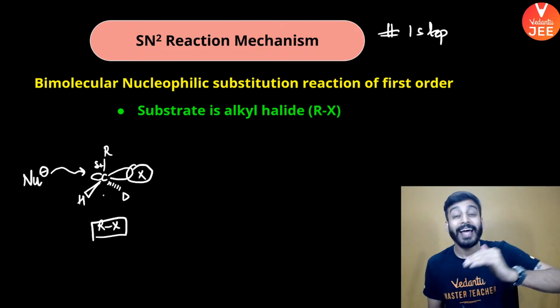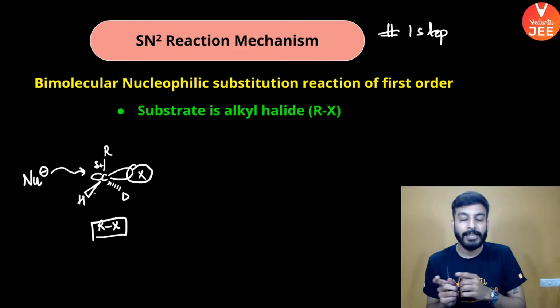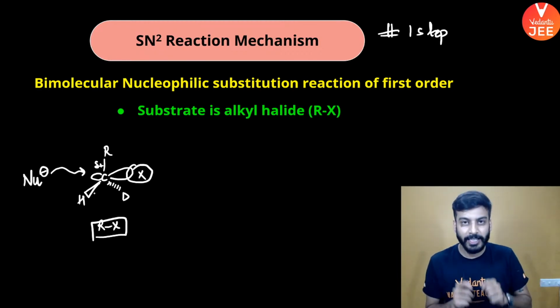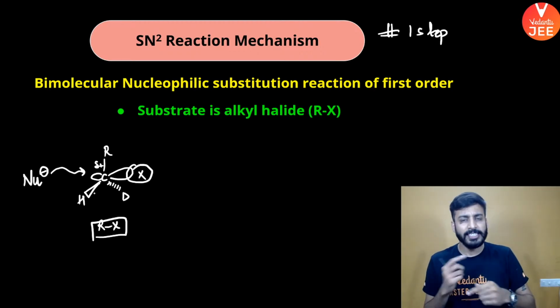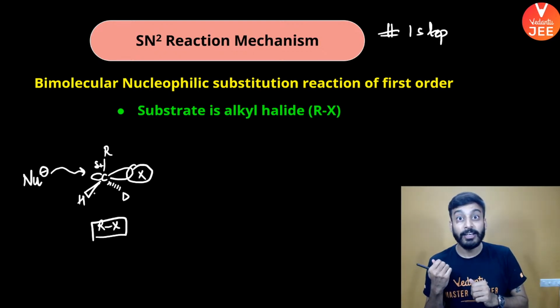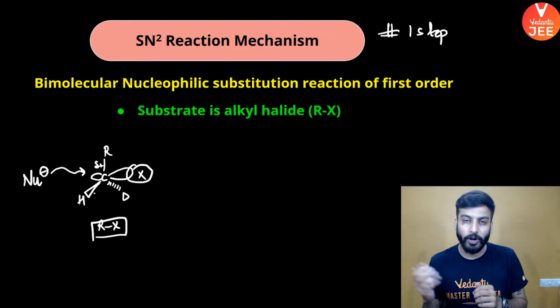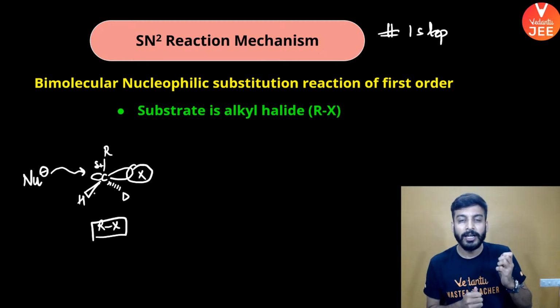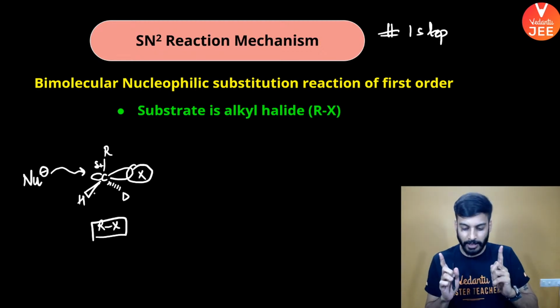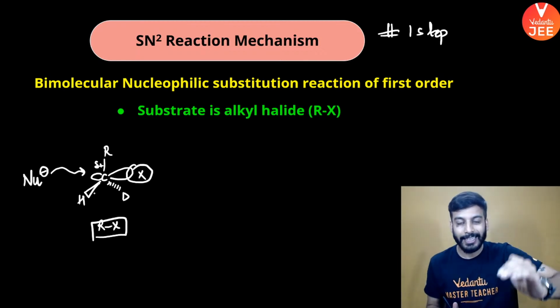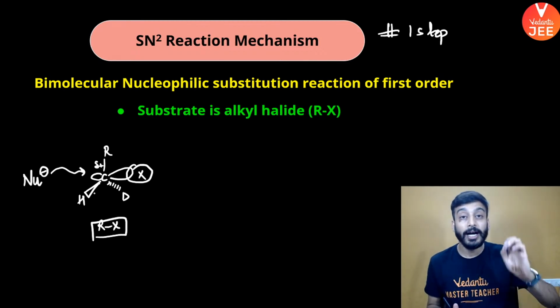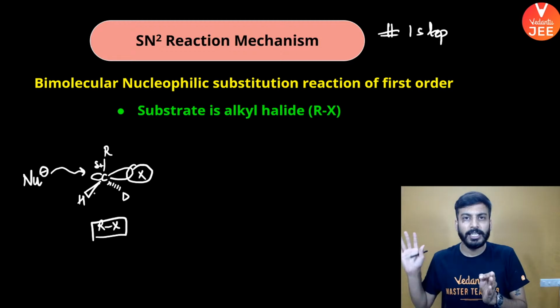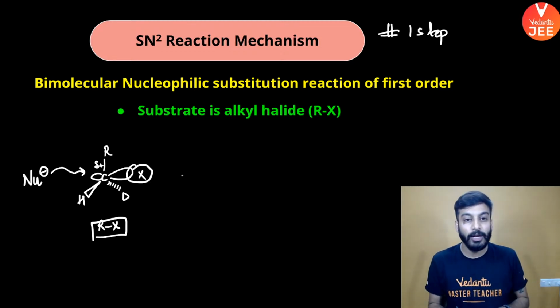So the nucleophile attacks from the backside, where the leaving group is not there. It attacks from the backside and tries to make a new bond with the carbon. At the same time, it is trying to push the leaving group, the halogen, out of the system. So this is a very concerted mechanism. Everyone is understanding what is happening? The nucleophile is attacking from the back, making a new bond with the carbon, pushing the halogen out.